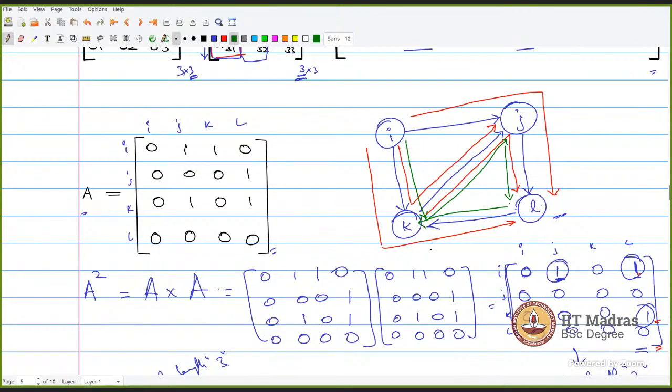Is this a path? This is I to K, K to J, J to L, L to K. Is this a path or a walk? It's not a path, because here your vertex is being repeated. So this is a walk. And we are least bothered about walks. We are only worried about paths.